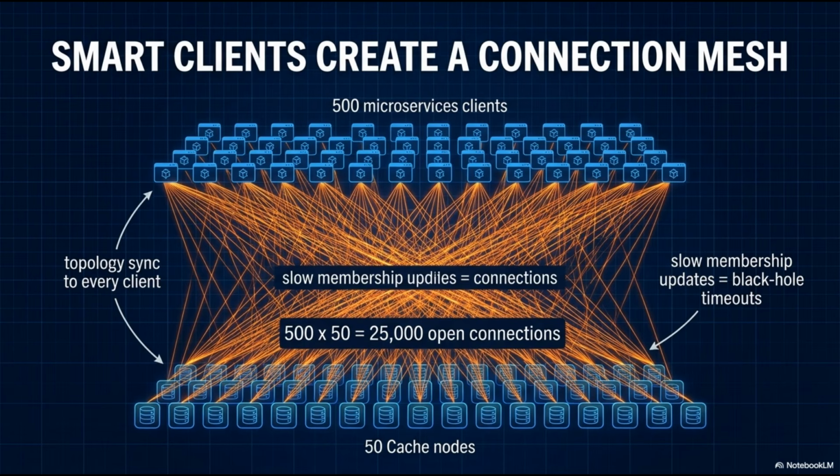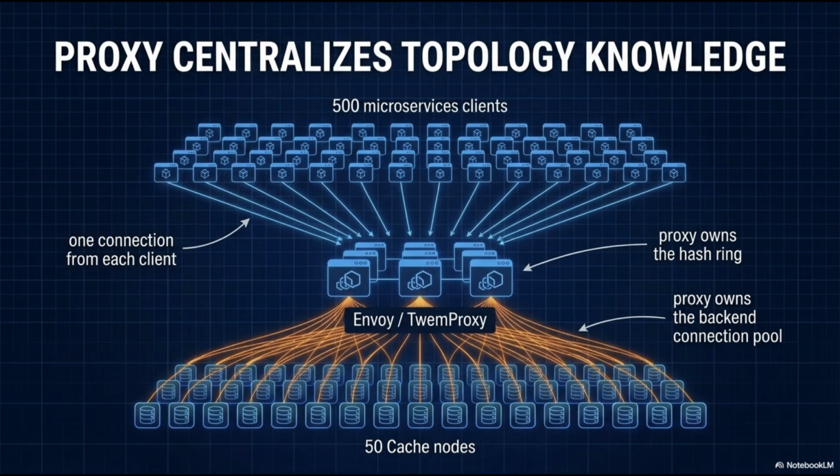Yes. You deploy a fleet of routing proxies like Envoy or Twemproxy directly in front of the cache cluster. The application clients become totally dumb. They just ask for a key. Exactly. They just open a single connection to the proxy and ask for it. The proxy layer centralizes all the topology knowledge, manages the consistent hash ring, and maintains the massive connection pools to the backend cache nodes. So the trade-off is basically physics.